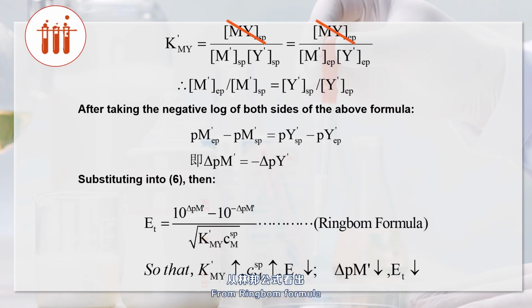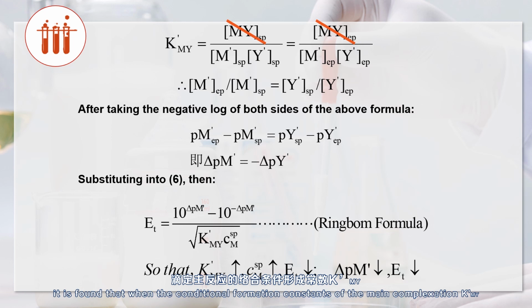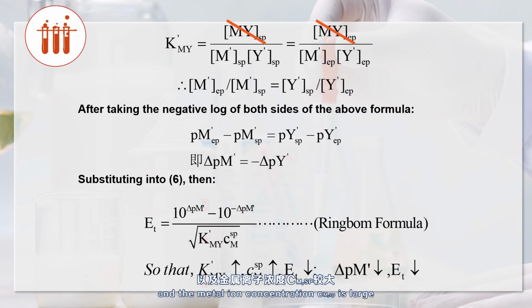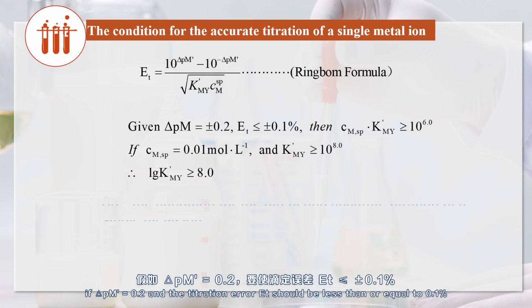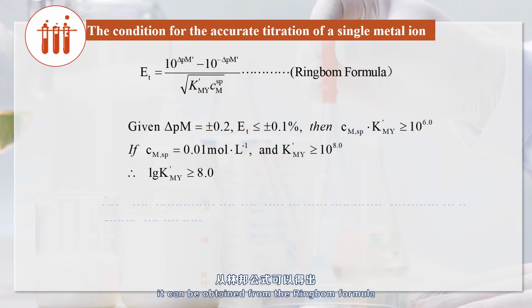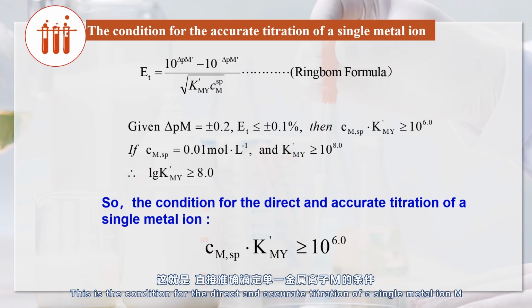From the Ringbom formula, it is found that when the conditional formation constant of the main complexation K'MY and the metal ion concentration CMSP are large, or delta pM' is small, the endpoint error is also small. At the end of titration, if delta pM' equals 0.2 and the titration error ET should be less than or equal to 0.1%, it can be obtained from the Ringbom formula. This is a condition for the direct and accurate titration of a single metal ion M.